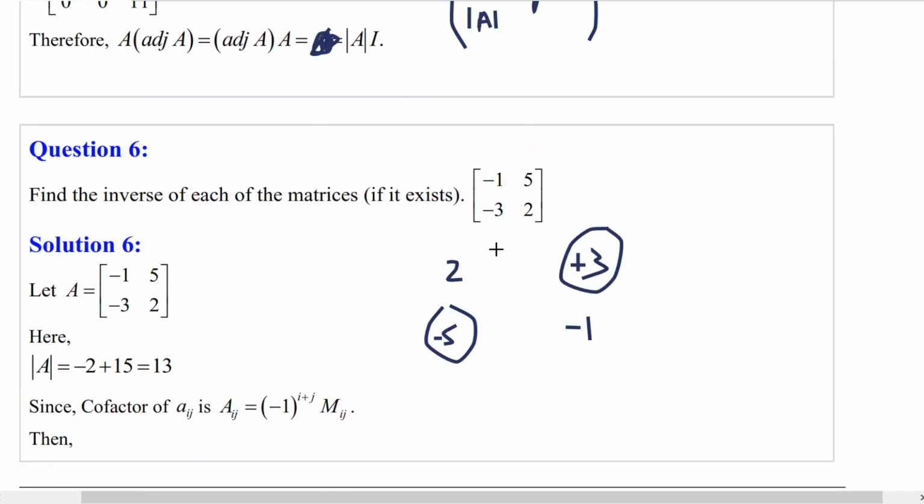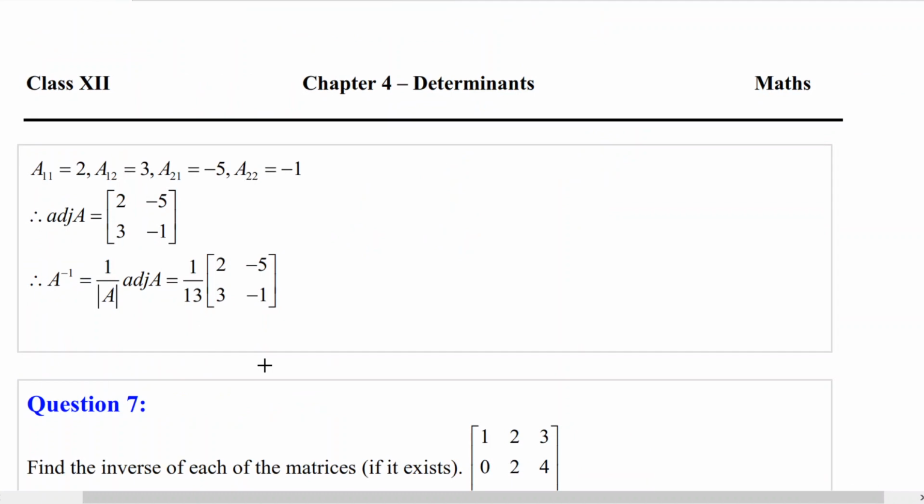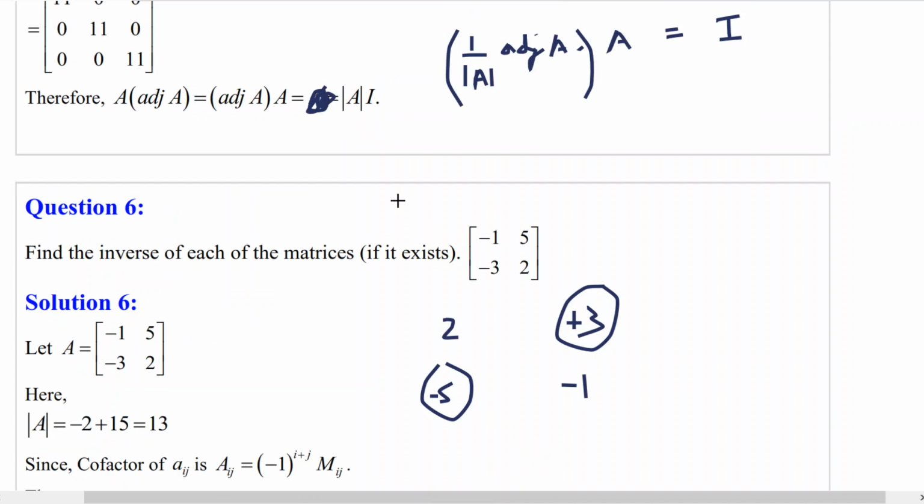So let us say if you get determinant A equal to 0, then you will not be able to find A inverse, right? Because 1 upon 0 does not exist. So A inverse does not exist. Okay. Other thing, there is a shortcut of finding A inverse for a 2 by 2 matrix.